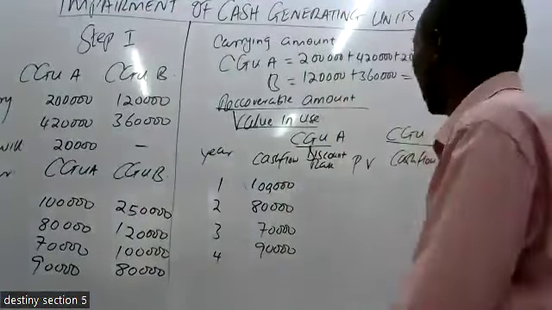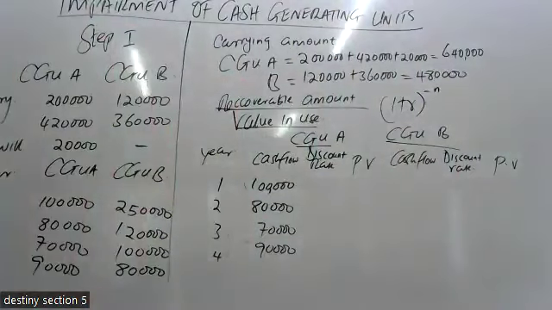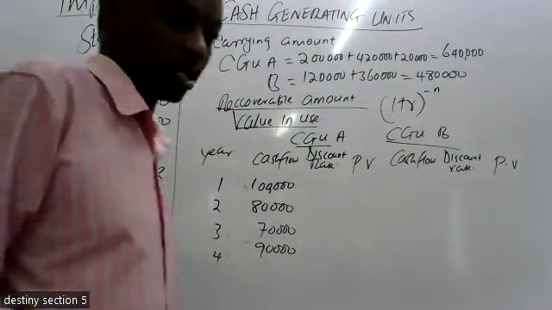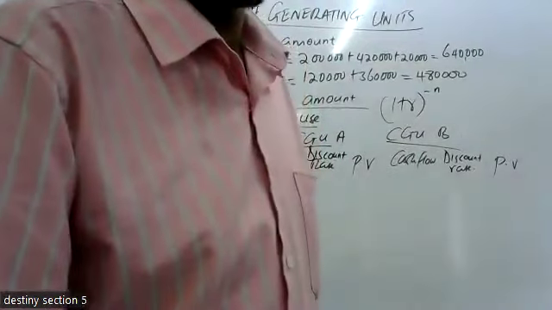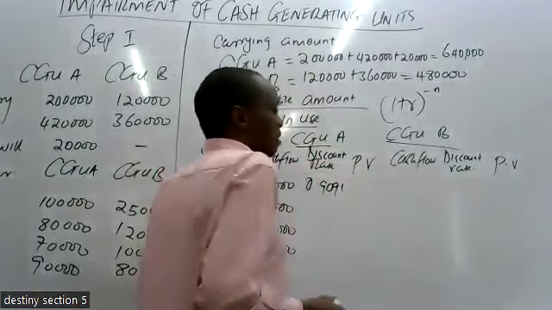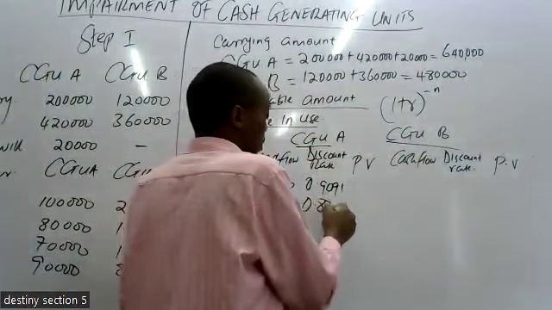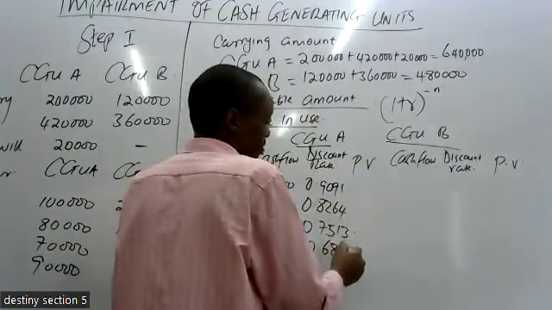The formula is 1 plus R raised to power negative N. So it is like 1 plus 0.1 raised to power negative 1. Give me your answers to 4 decimal places. 0.9091, right? And if you find year 2, it's 0.8264, 0.7513, and 0.6830.